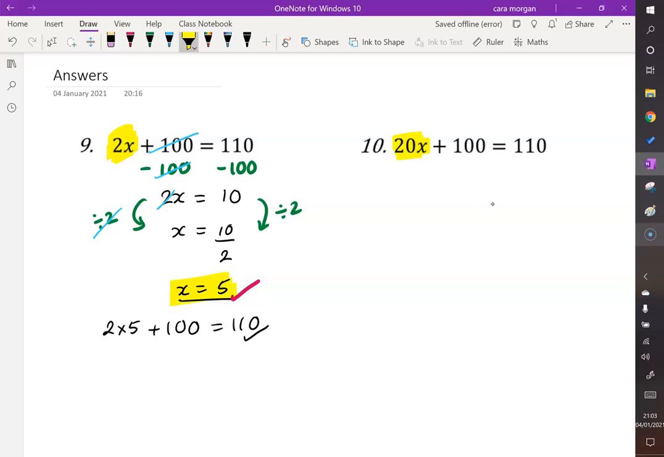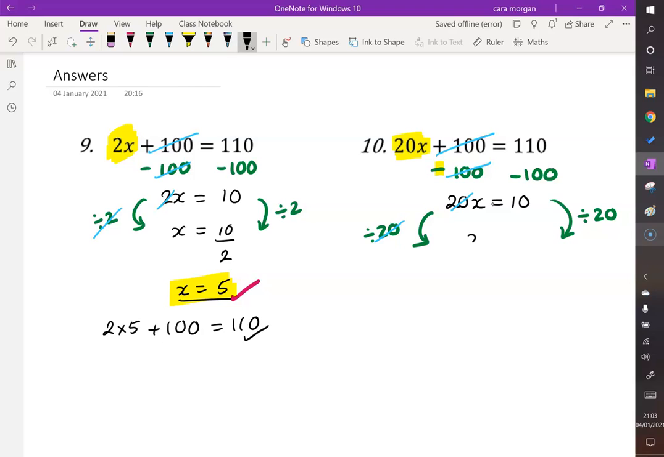Now number 10, I've got to isolate 20x, so I'm going to subtract 100 from both sides again. They cancel, and I've got 20x is 10. Now I've got to be careful here because I've got 20 lots of x, so I'm going to have to divide by 20 in order for the multiplying by 20 to cancel. And this is where the order is really important. Notice that I've got 10 divided by 20. Now if I want to simplify that fraction, x is a half. If you insist on writing it as a decimal, it's 0.5.